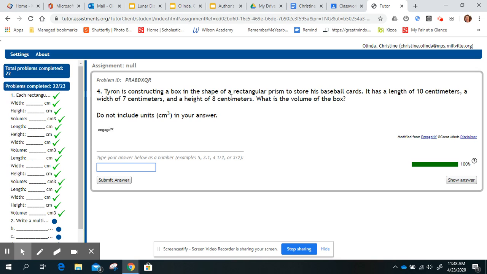Tyron is constructing a box in the shape of a rectangular prism to store his baseball cards. It has a length of 10 centimeters, a width of 7 centimeters, and a height of 8 centimeters. What is the volume of the box? And so again, although it doesn't give me the picture, it tells me the numbers right here in the story. And when I'm finding volume, I have to multiply length times width times height. So it'll be 10 times 7 times 8.